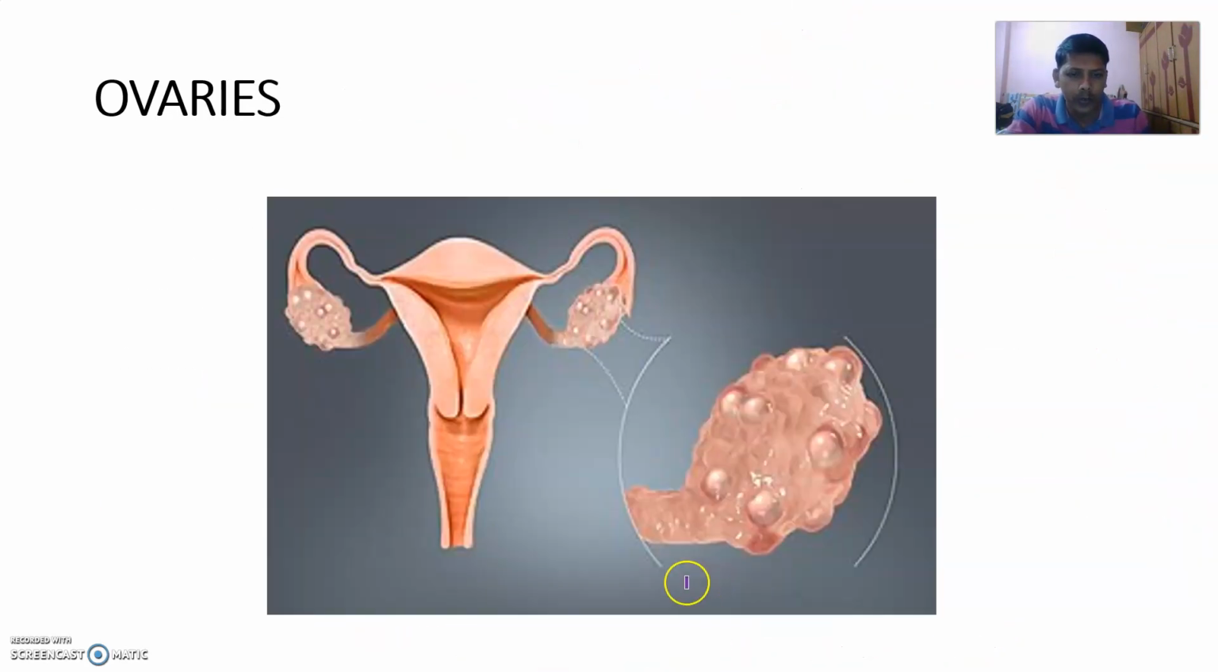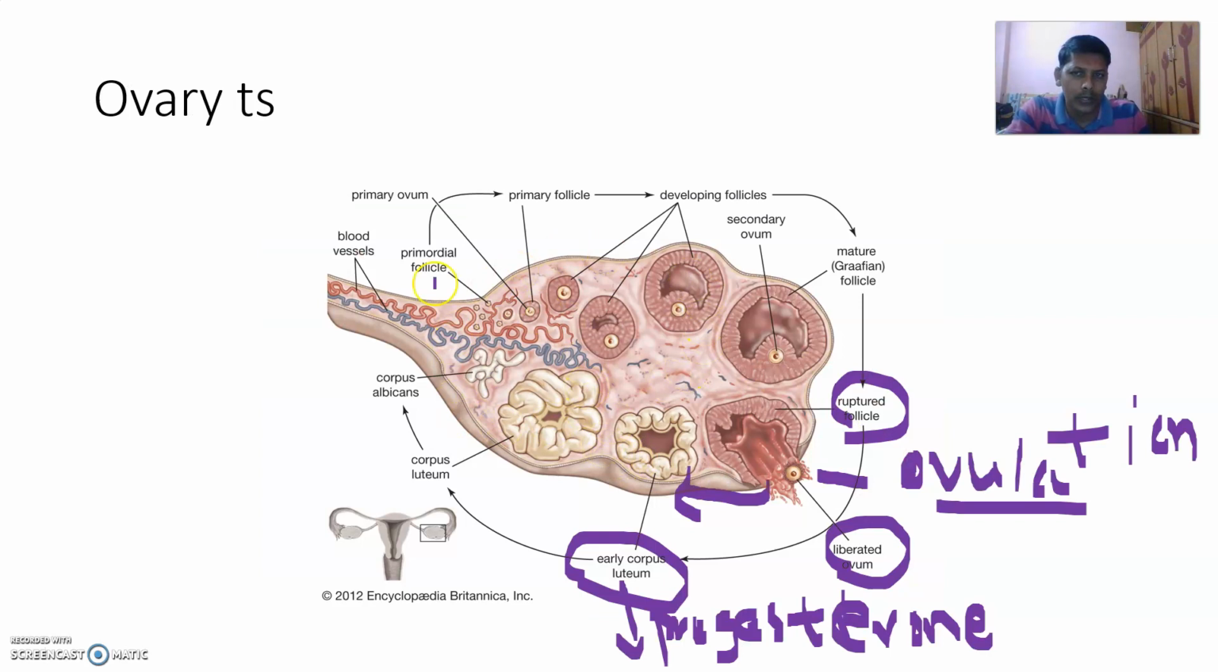It secretes mainly progesterone. You can see here these are the two ovaries. This is the uterus, this is the uterine fundus, this part is the uterus, the neck of the uterus is called the cervix, and this is called the vagina. This is the fallopian tube or oviduct, and this is the ovary. Here this is the section of the ovary. You can observe here.